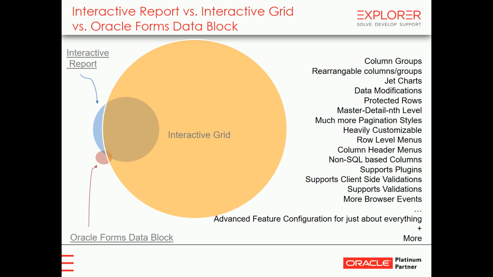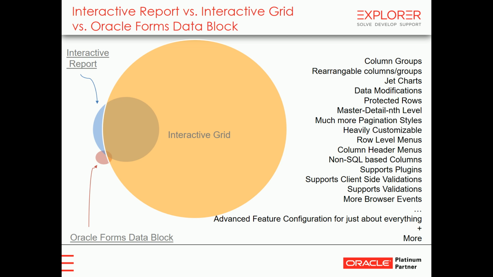We've got master detail or master detail detail or N level of master detail sections, and in my experience, that has worked extremely well. We've got many more pagination styles in comparison to the interactive report. The classic report in comparison has lots of pagination styles, but the interactive grid has even more. It's heavily customizable. We can have several menus. We have a row level menu and we can have a column header menu, and we can push new buttons into there and we can remove others.